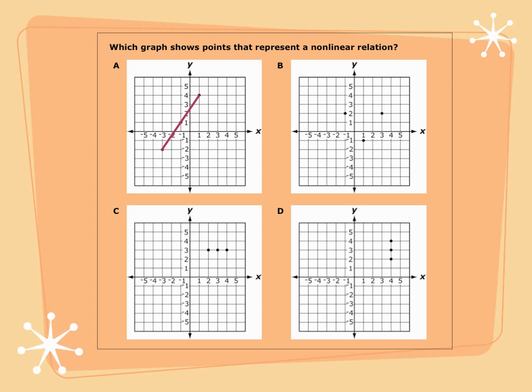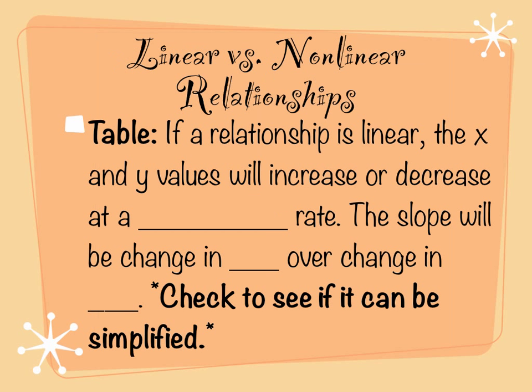I could have drawn it with a ruler in one mark. B, however, when I try to connect those, I have to curve or turn. C, I can connect with a straight line, and D, I can also connect with a straight line. So the graph that is a nonlinear relation would be B. It's the only one that I had to turn when I was connecting the 3 points.